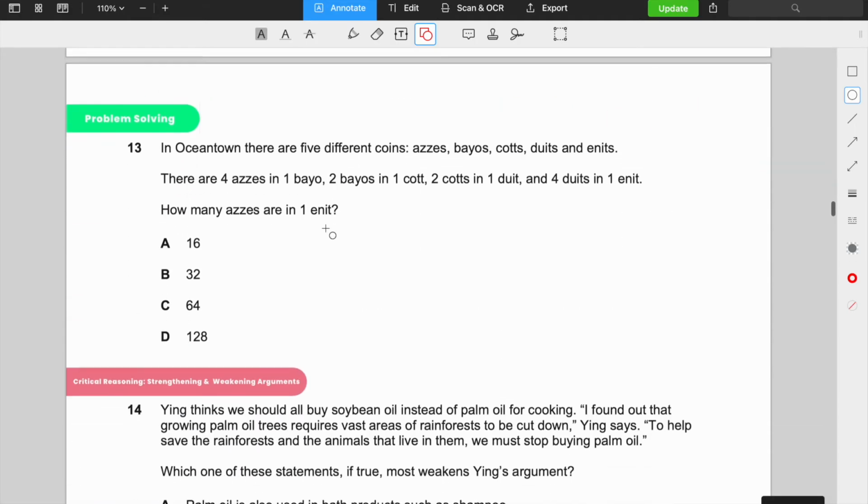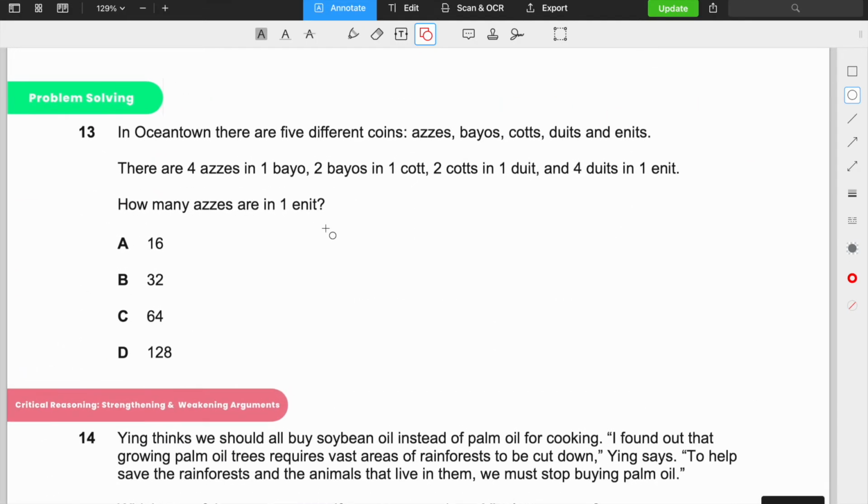All right. Okay, question 13. In Ocean Town, there are 5 different coins of different values. I'm just going to say A, B, C, D, E, okay? So this you can just solve algebraically. So 4A in 1B, 2B in 1C, 2C in 1D, 4D in 1E, and the question is, how many A's are there in 1E?